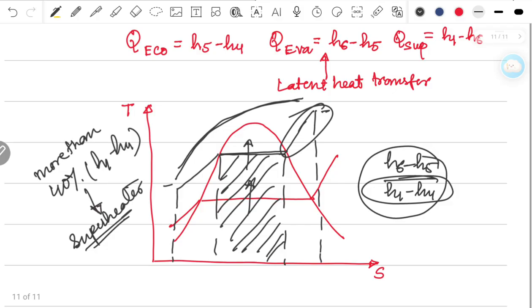So in this lecture, till this point only. In the next lecture, we will be learning about the different types of irreversibility which happen inside the Rankine cycle, due to which the performance reduces.